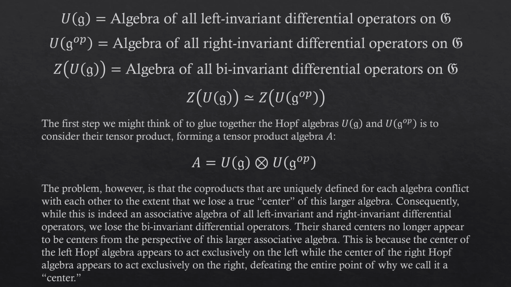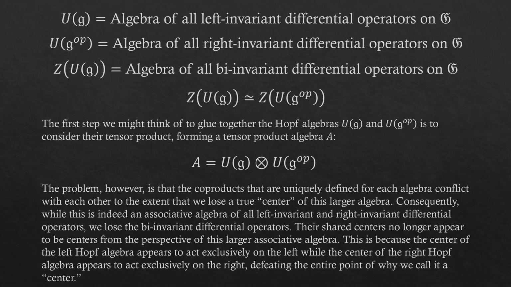So consequently, while this is indeed an associative algebra of all left-invariant and right-invariant differential operators, we lose the bi-invariant differential operators. We lose bicovariance in the coordinate basis, for example. So their shared centers no longer appear to be centers from the perspective of this larger associative algebra.